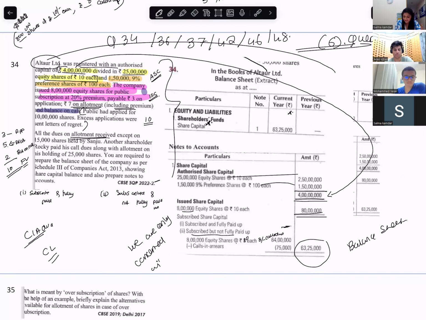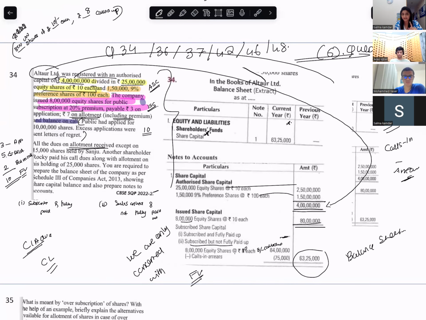We are only concerned with the face value, not the premium, when making the share capital note to account. The third thing you should remember is that in share capital, I am only looking at calls in arrears. Where does calls in advance come? Calls in advance will come under current liability.